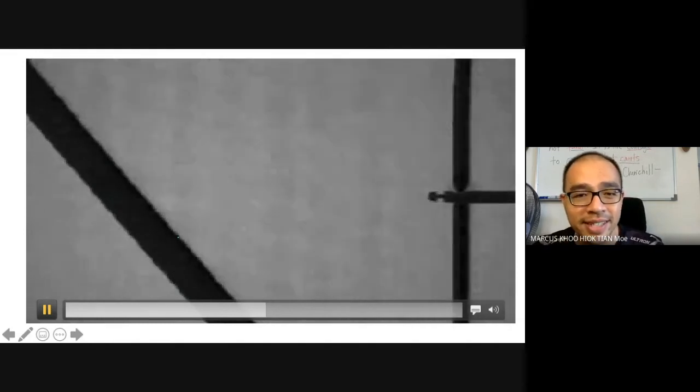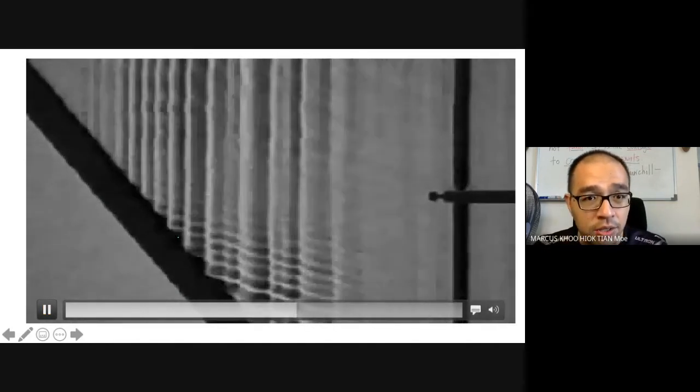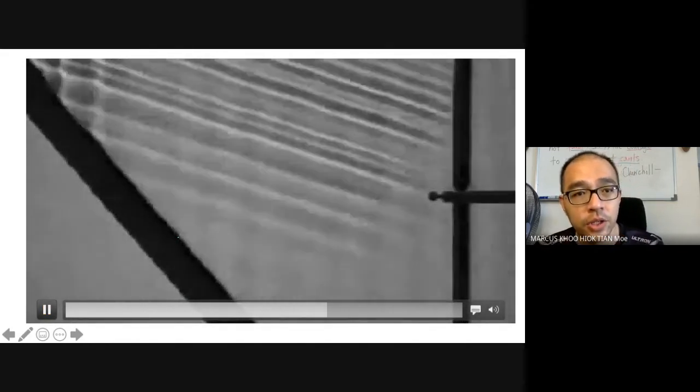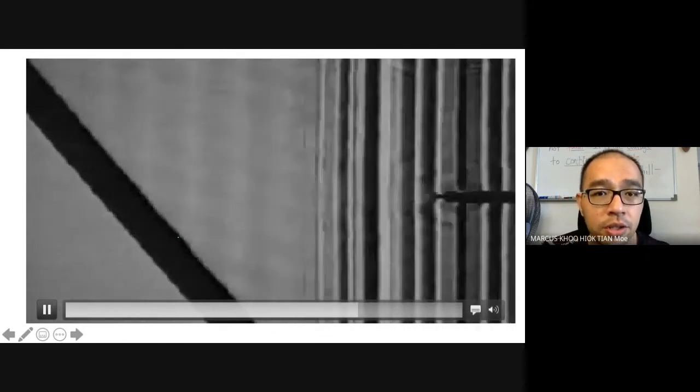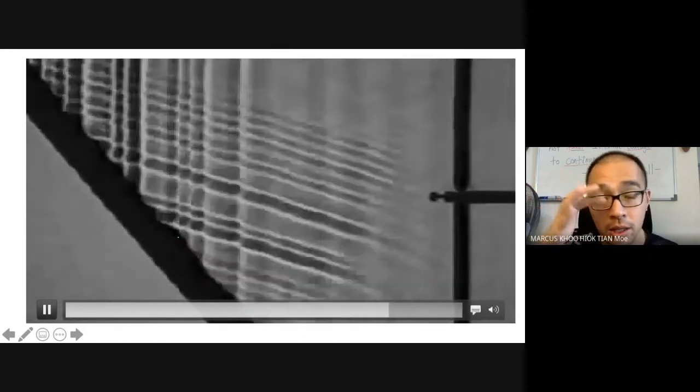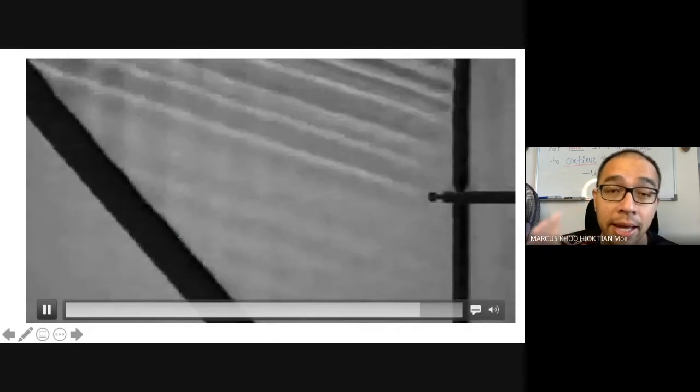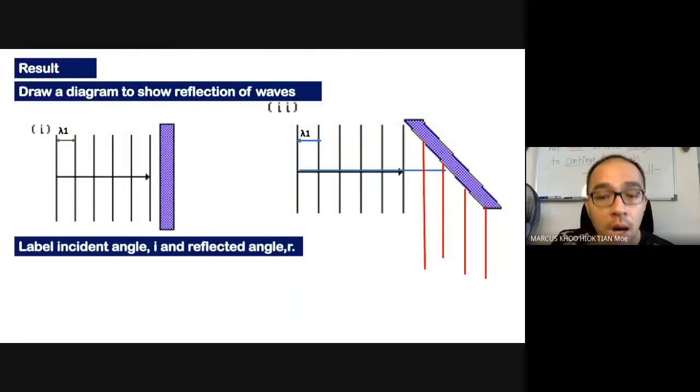Let me finish this first. Okay, so whatever it is, when it hits, it's going to reflect back. It's going to reflect following the law of reflection, which is the angle of incidence equals the angle of reflection. So how do we draw the diagram to show the reflection of waves?